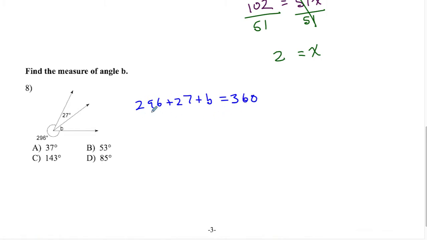So let's combine our like terms. Let's add 296 and 27 because they're on the same side of the equal sign. Whenever they're on the same side, you just add them together, as long as they're the same sign. B and numbers don't go together. So 296 plus 27, what is that going to be? That's going to be 300, but we need to take 4 away to make that an even 300. When I take 4 away, that's 23. So 323 plus B is equal to 360.